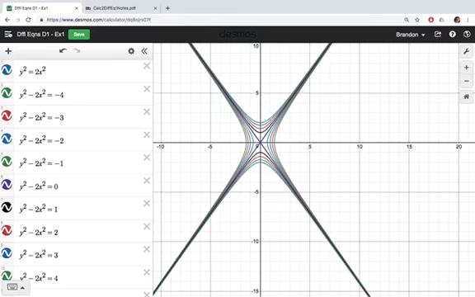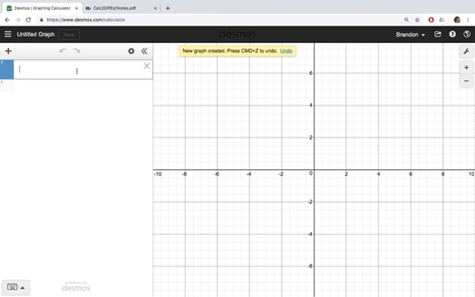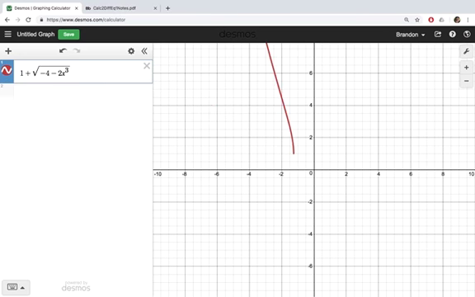So let's see. The examples were, was it 2x cubed?